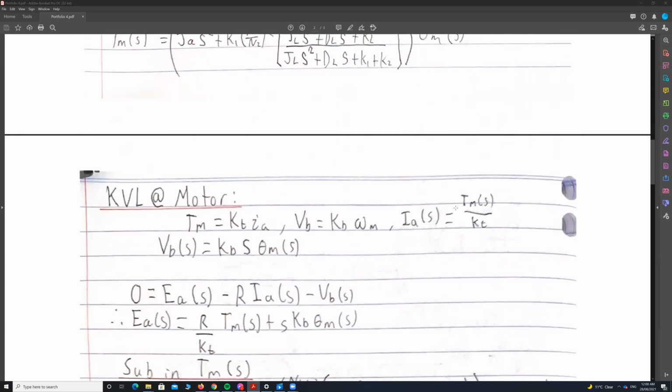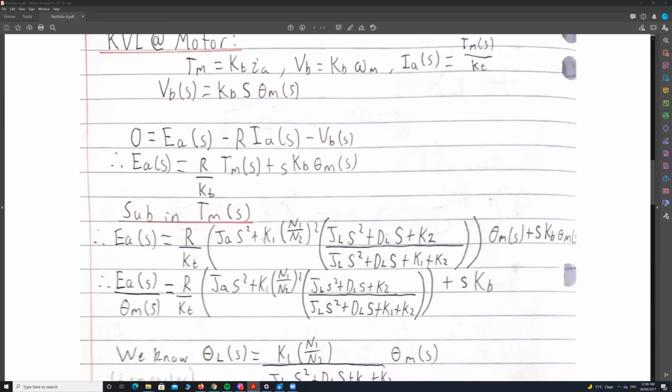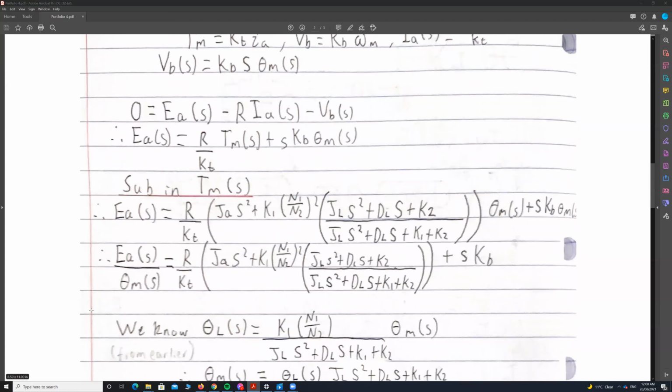If we sub this as well into our Tm of S, eventually we get a standalone equation for Tm of S. If we do the Kirchhoff voltage law at the motor, here are some equations for our terms. We have 0 equals E of S, take R, I of S, take Vb of S. If we sub in these equations here, we get E of S equals R over KT, Tm of S plus S, KB, theta M of S. If we're able to sub in our Tm of S equation from above, we get this equation here. Since everything has a theta M of S term, we can then divide by theta M of S, getting us this.